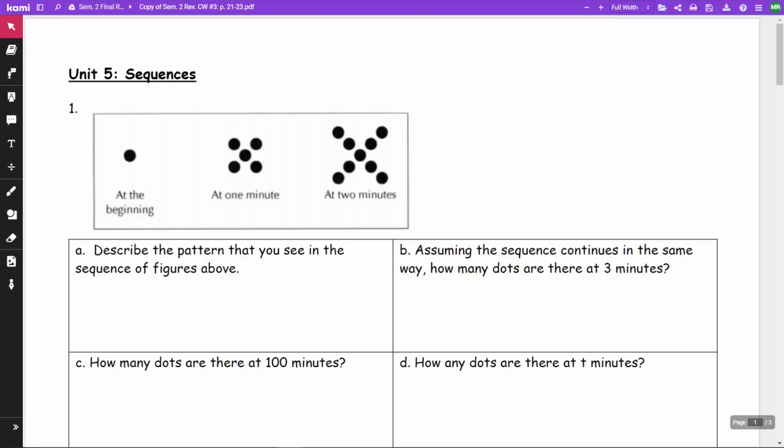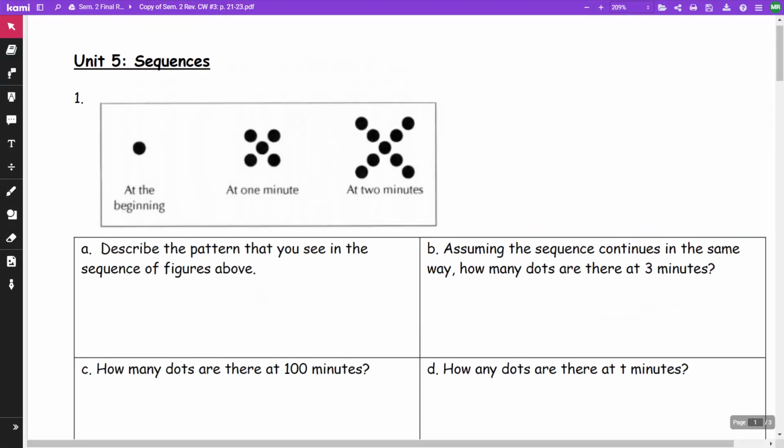So this video is integrated one. It is the semester 2 final review. This is classwork number 3. It's going to be the chapter 5 portion of classwork number 3. So this is on sequences. Remember, we have arithmetic and geometric sequences.